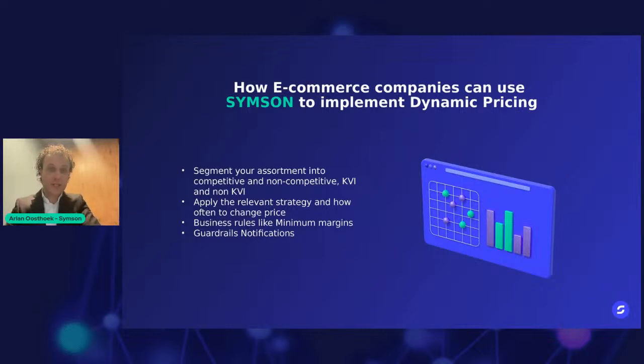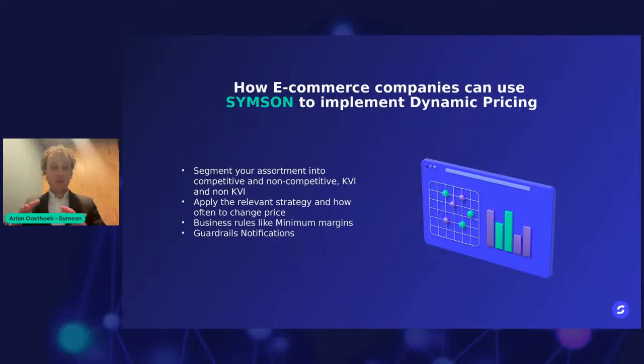So how can e-commerce use Simpson to implement pricing? Of course, it starts with a good segmentation. You have products that are very competitive, in this case the Amazon microwave product, but we always also have products which are less competitive.